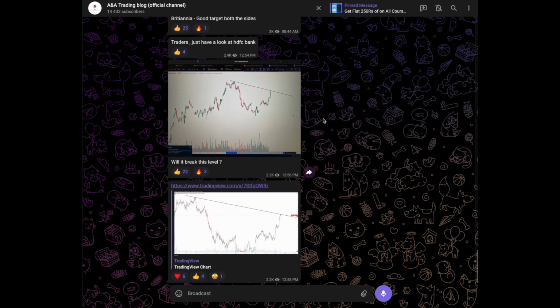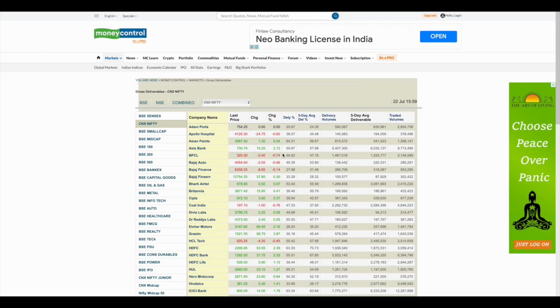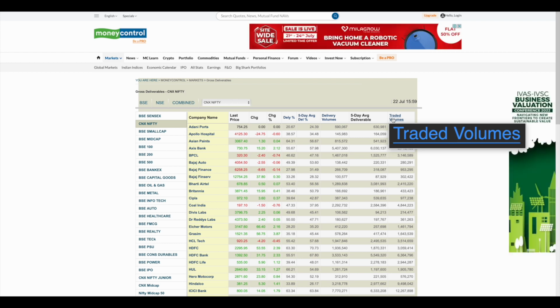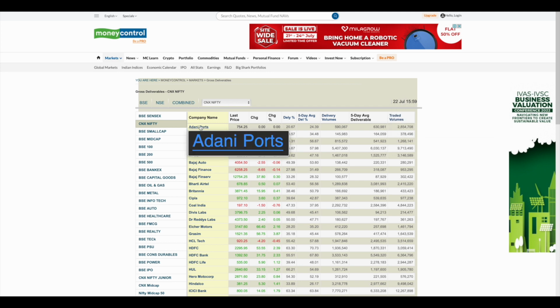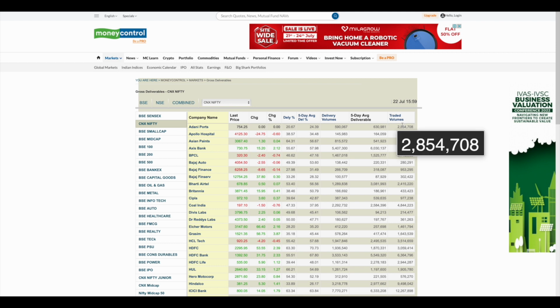Now, let's go back to the stock selection process. Now, traders, there are two important things that we need to pay attention to in this page. The first thing is trade volumes. Now, this section indicates the total trade volume of a particular stock for a particular day. For example, for 22nd July, Adani Ports total trade volume is 28,54,708. Now this trade volume section includes both intraday trade volume as well as delivery volume.